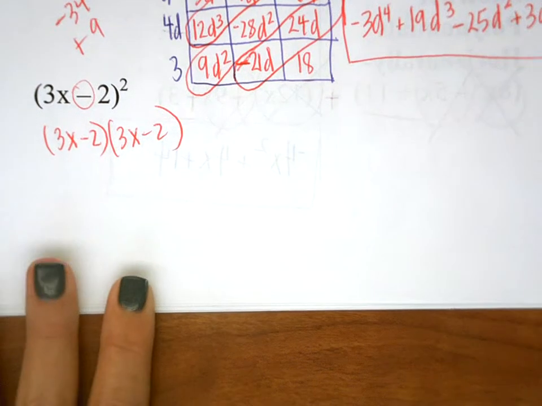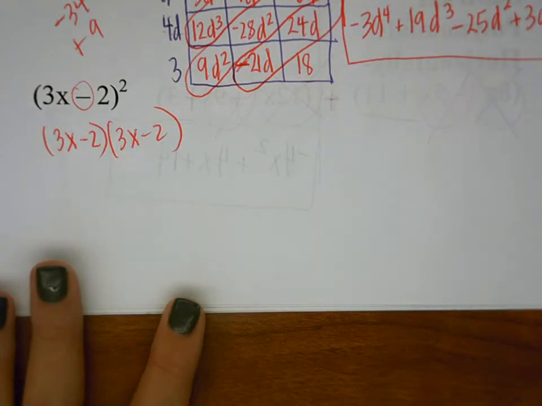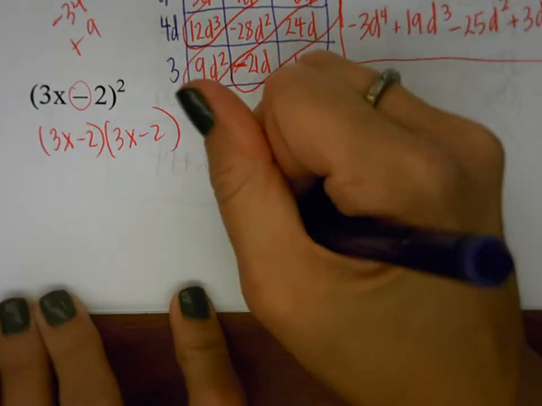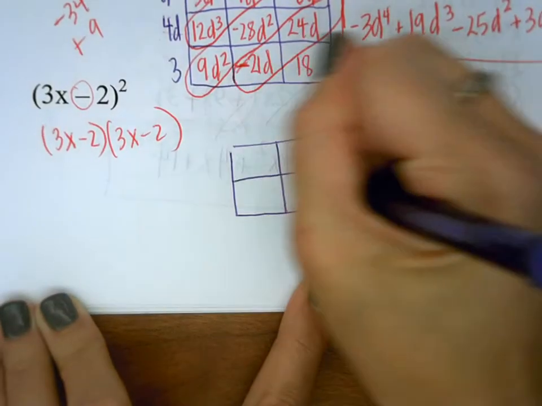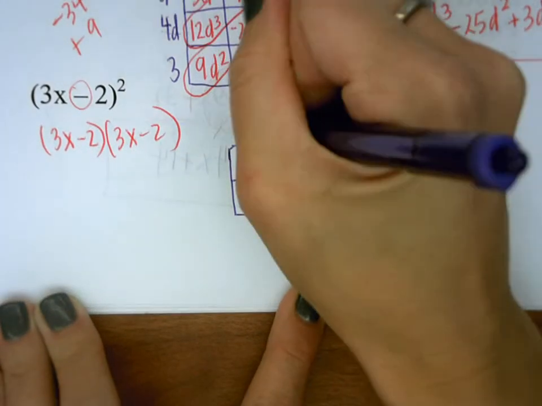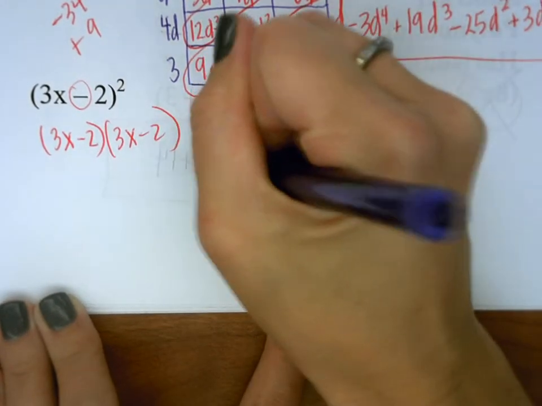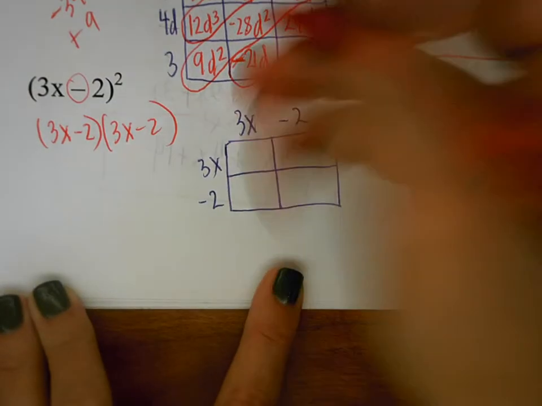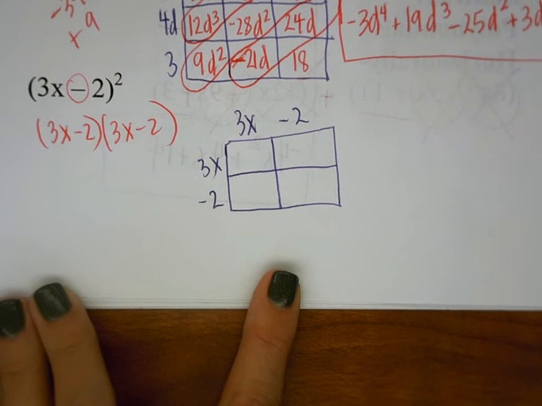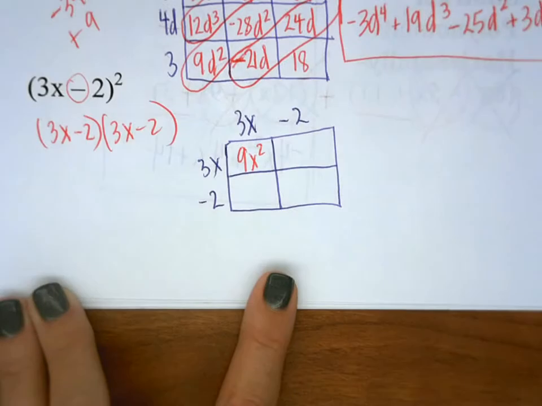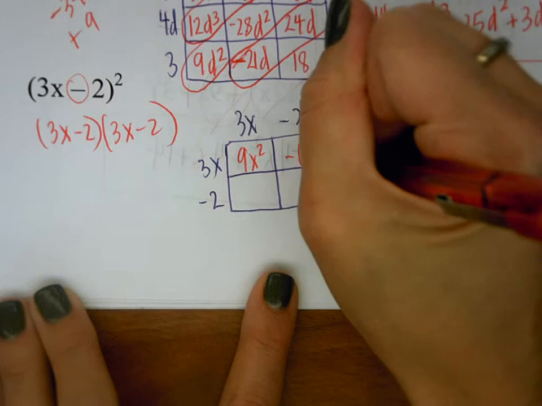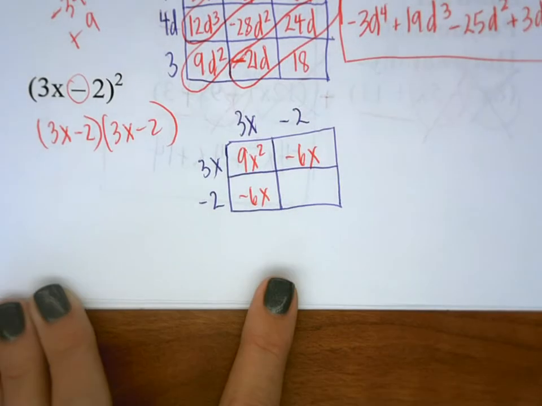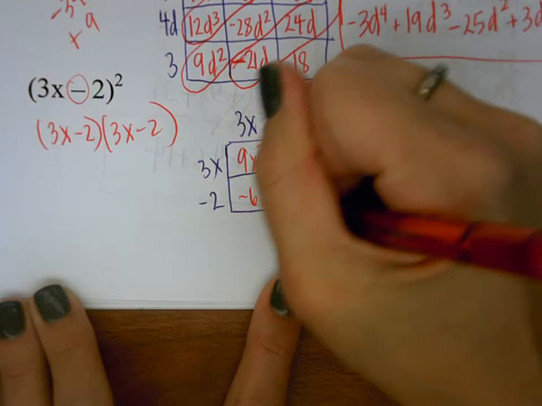So in order to multiply this out, you can use FOIL or we can use our box method. If I'm using my box method, what will be the size of my box? 2 by 2. Very good. And then you have the same along both sides: 3x and a negative 2, and 3x and a negative 2. When we multiply, 3x times 3x is 9x squared. 3x times negative 2 is negative 6x. Negative 2 times 3x is negative 6x. And negative 2 times negative 2 is a positive 4. So we have these like terms.